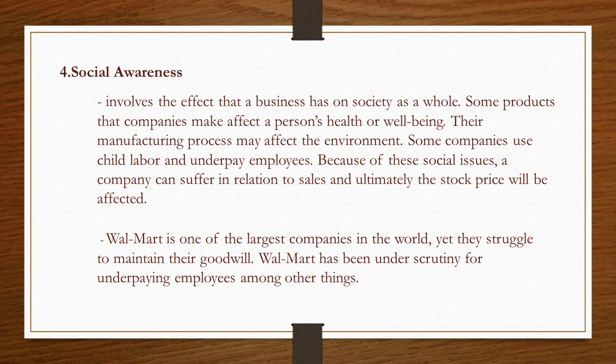And number four, social awareness. Social awareness involves the effect that a business has on society as a whole. Some products that companies make may affect a person's health or well-being. Their manufacturing process may affect the environment. Some companies use child labor and underpay employees. Because of social issues, a company can suffer in sales and ultimately the stock price will be affected. Walmart is one of the largest companies in the world, yet they struggle to maintain their goodwill. Walmart has been under scrutiny for underpaying employees, among other things.